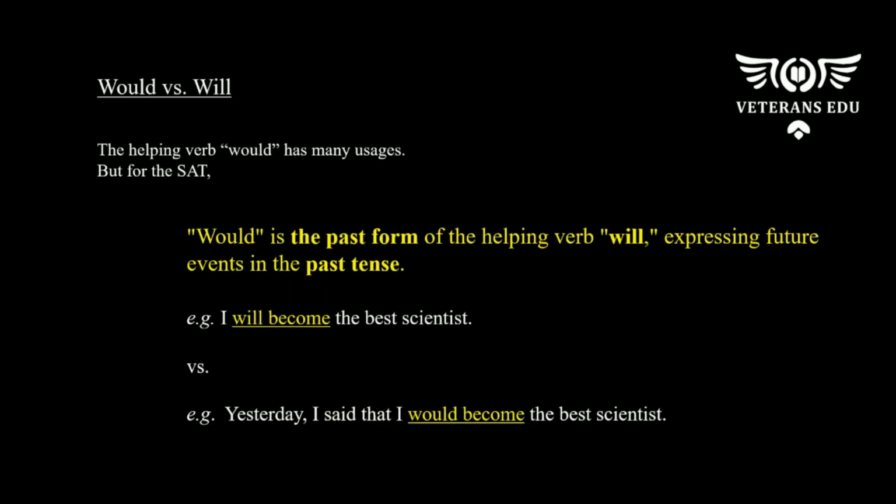Finally, for the SAT, you have to know the difference between the verb would and will. The helping verb would has many usages, but for the SAT, all you have to know is that would is the past form of the verb will, expressing future events in the past tense.